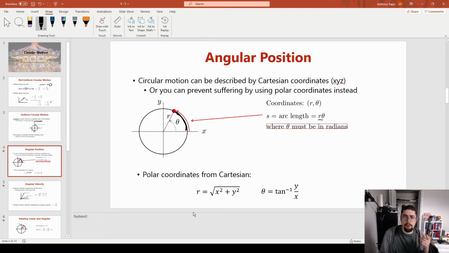And then I kind of remind myself of this thing. I don't always remember this one, but what I do remember is that if I go all the way around the circle, if theta is equal to 2 pi, then what I get is 2 pi r, the circumference. Anything less than 2 pi, and that's the length that I get from that.